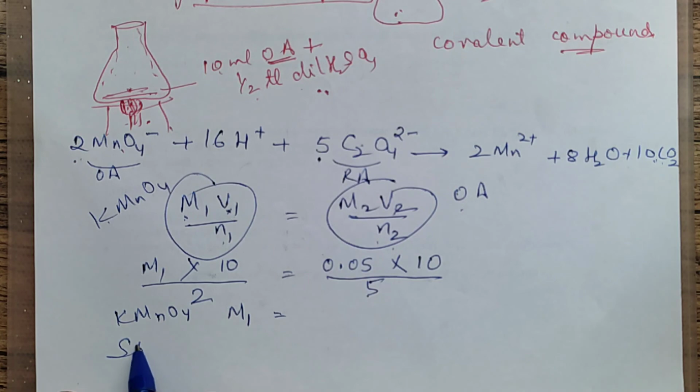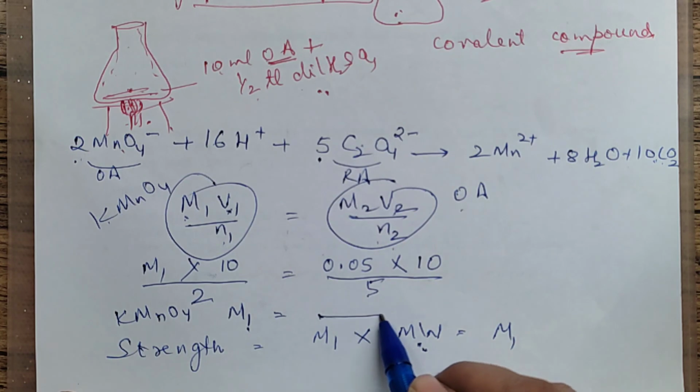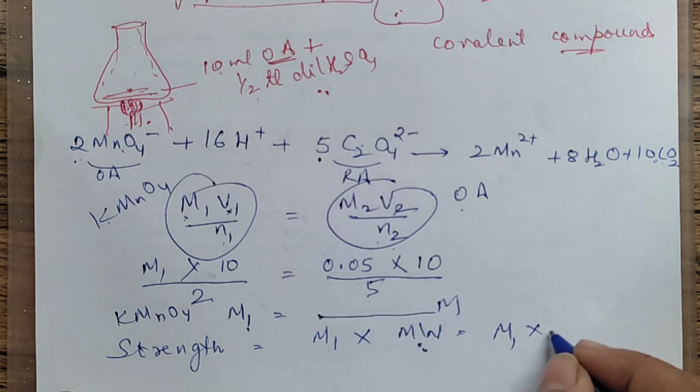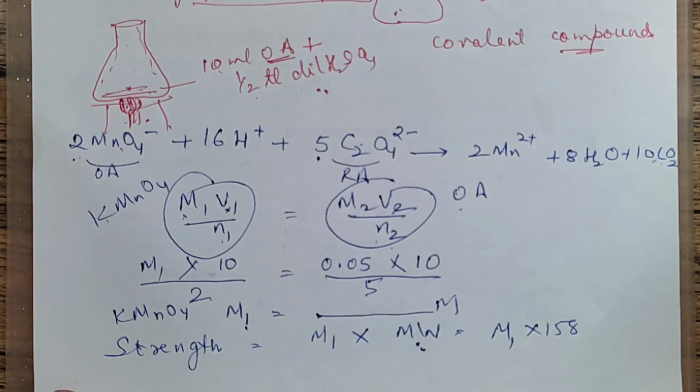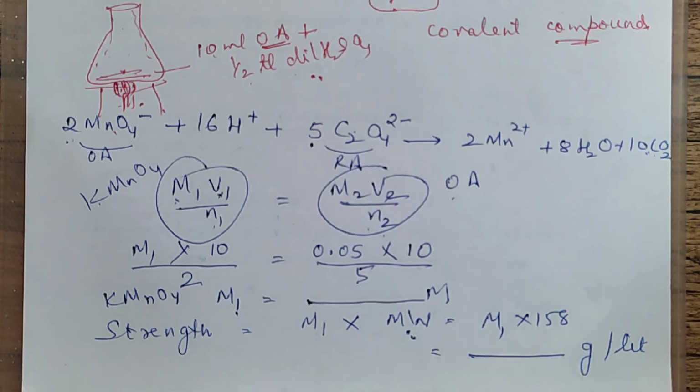Then you are also asked to calculate the strength of the given KMnO4 solution, which will be molarity multiplied by molecular weight. The molecular weight we are using here is always of KMnO4. So you will have M1, the molarity which we calculated here, multiplied by 158, that is the molecular weight of KMnO4, and whatever answer you get here, this much grams per liter you are going to write down.